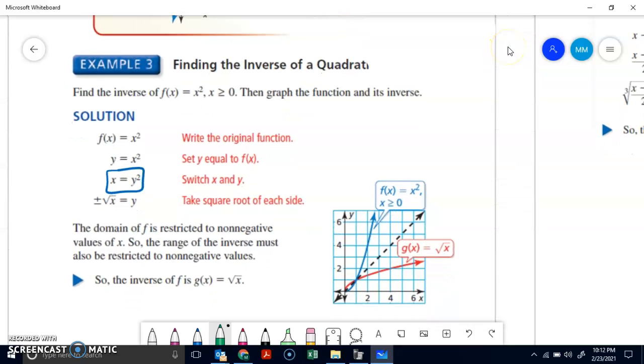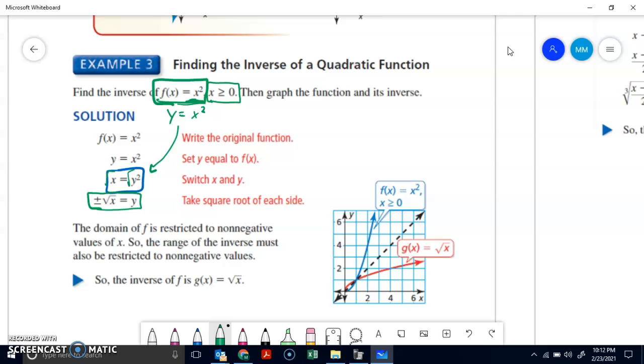So something like this, where I take this function, x squared, just the parent function, but x has to be greater than or equal to 0. So I'm going to take this function as it is, y equals x squared, and I'm going to reverse x and y, so x equals y squared. So how do I solve? I take the square root of both sides. So it would be plus or minus the square root of x.